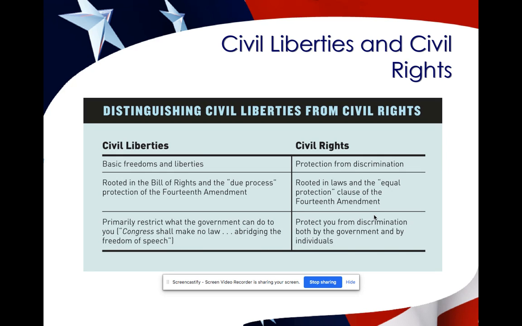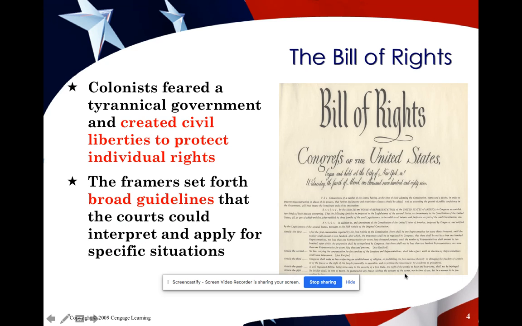Okay? Civil rights were protection from discrimination, as we saw. It could be women, African Americans, minorities, same-sex marriage. Those were all civil rights that were given, okay? And most of them come out of the 14th Amendment. If you remember, even Brown versus Board of Education, 14th Amendment, okay? So they're designed to protect you from discrimination by the government and other individuals.